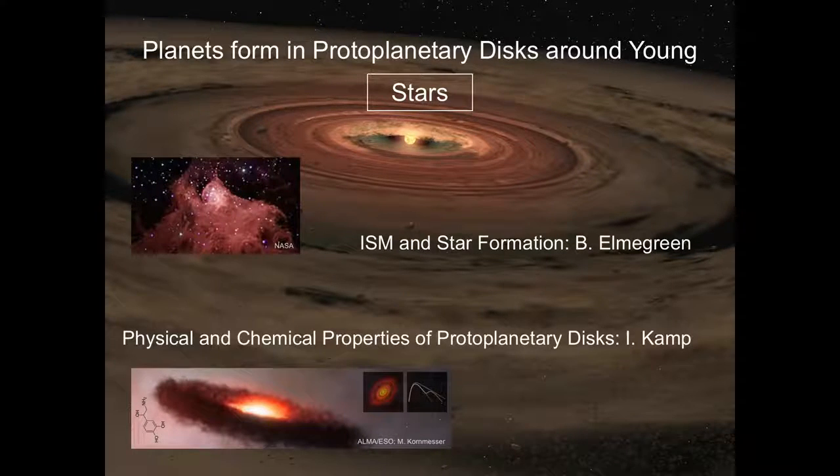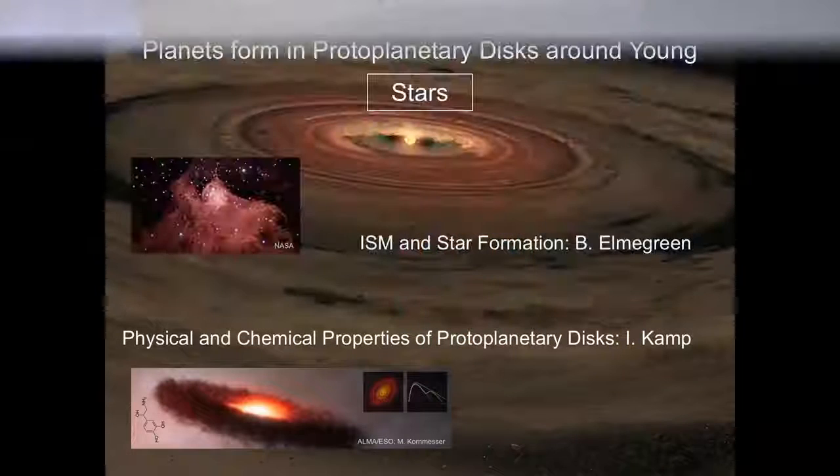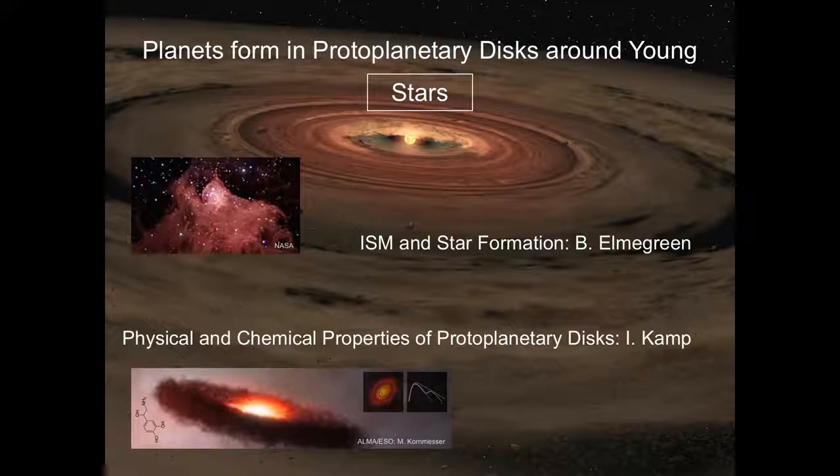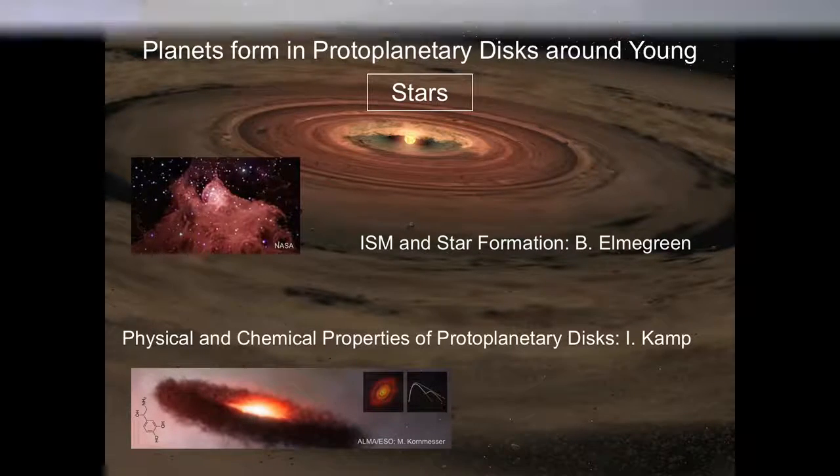Of course, there are disks and interstellar media where stars are formed, but this will be the subject of Bruce Elmegreen's talk tomorrow. Originally, his talk was supposed to be before mine, but he couldn't make it this morning, so his talk was shifted to tomorrow. And Inga Kamp, right after me, will talk about the physical and chemical properties of protoplanetary disks. Just to put my talk into context, I will focus on the star as soon as it has lost its disk already and is influencing the planets around it.